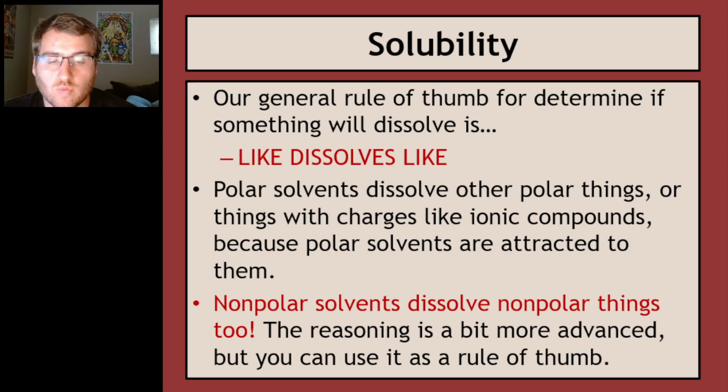And solubility is way more complicated than this in real life. These are rules we use to kind of figure out and predict what things should mix with what other things. There's all sorts of actual math that goes into determining how soluble something is, how much of it you can dissolve. It depends on things like temperature, pressure, and all sorts of other things. This is just our general rule.